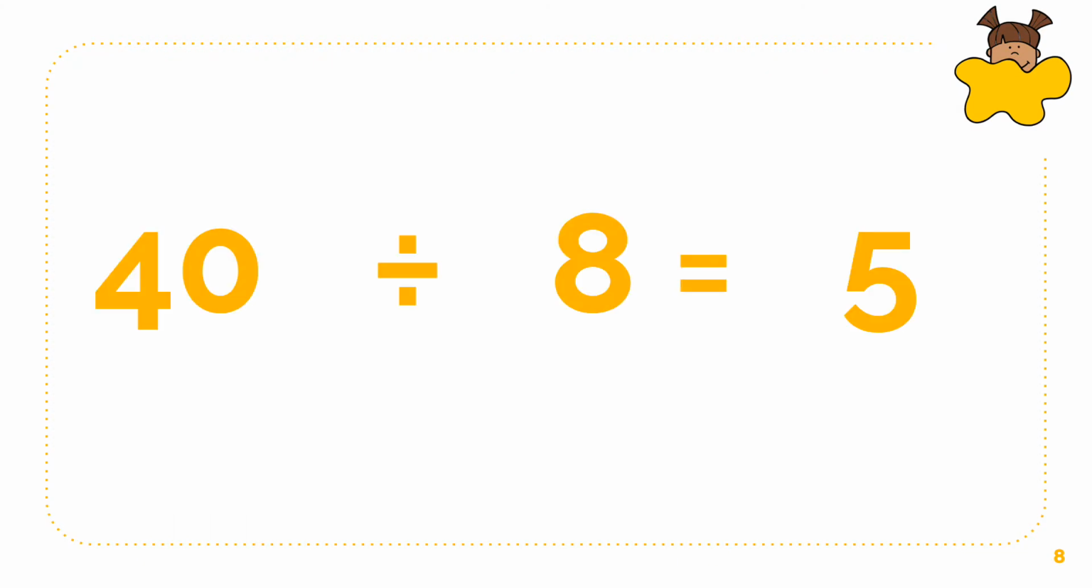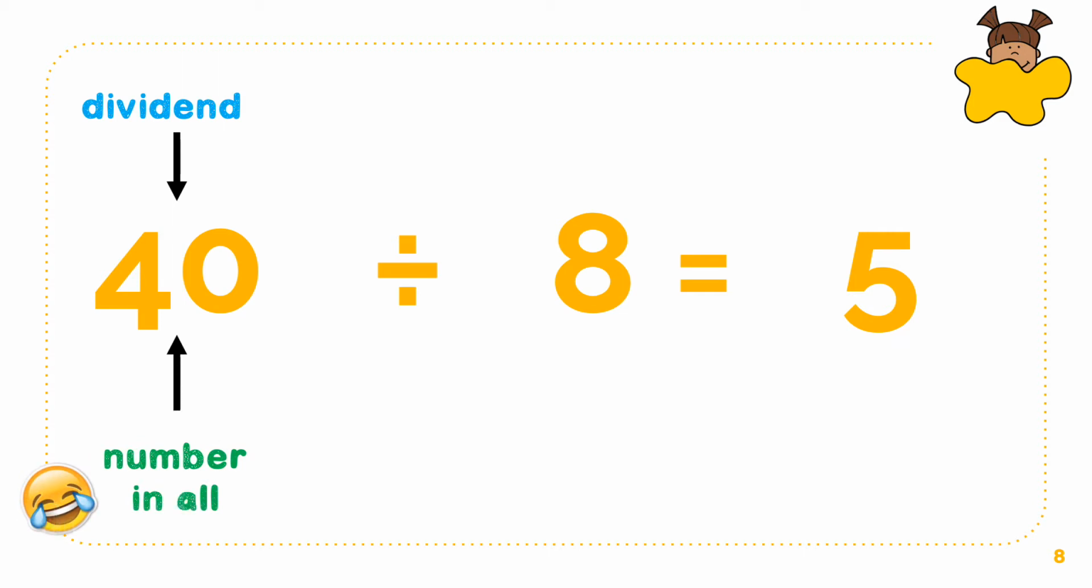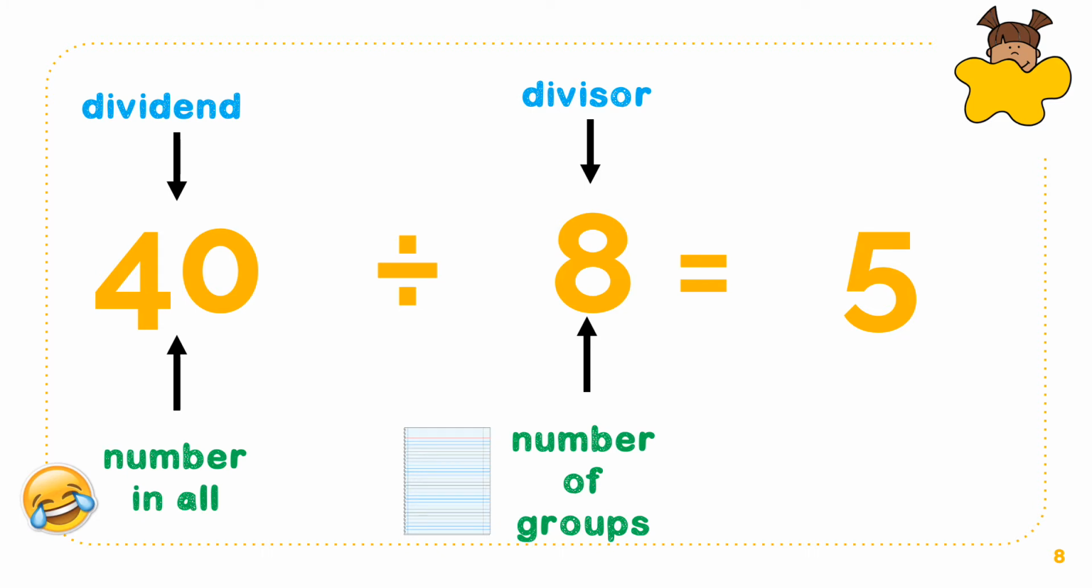Now we're going to look at the division sentence for this problem. The first number, again, is called the dividend. And the dividend represents the number I have in all. In this problem, it was a number of emoji stickers. The next number is called the divisor. And the divisor represents the number of groups. In this problem, I had 8 pages that I wanted to use.